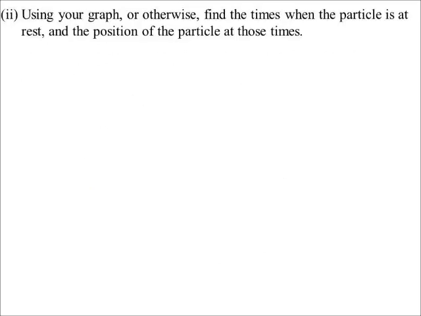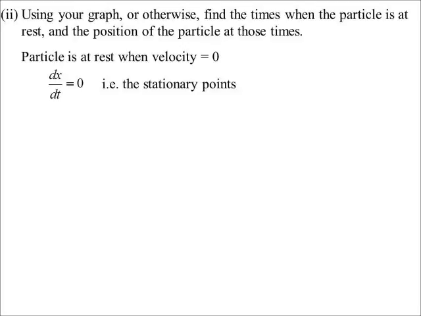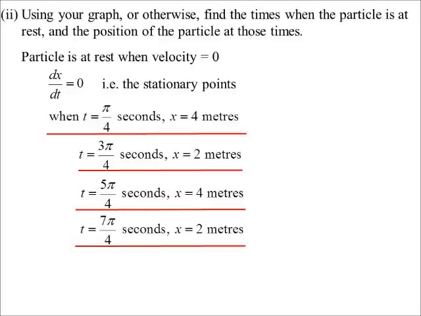Using your graph, or otherwise, find when the particle is at rest. Well, it's a lot easier to look at the graph because we know it's when velocity equals 0, stationary points. So we can just look at the graph and go, there's one at t equals pi on 4, and at that point x is 4, and then there's one at 3 pi on 4 and 5 pi on 4 and so on. So a lot easier than actually doing the calculus. Just look at the graph.